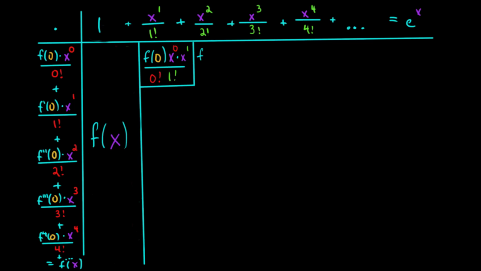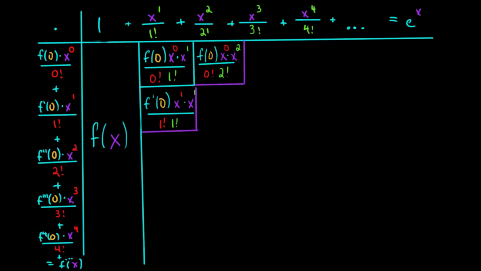Okay, moving ahead to the next term that we're going to sum, let's multiply f of 0 times x to the 0 times x squared all over 0 factorial times 2 factorial. And then moving down to the left along the diagonal, I'm going to group that together with this product here, f prime of 0 times x to the first times x to the first all over 1 factorial times 1 factorial. So I'll put a little box around those two terms together, and then I'll move on to the next diagonal. So at the top right of that diagonal, we'll have f of 0 times x to the 0 times x to the third power all over 0 factorial times 3 factorial. Next, we'll have f prime of 0 times x to the first times x squared all over 1 factorial times 2 factorial.